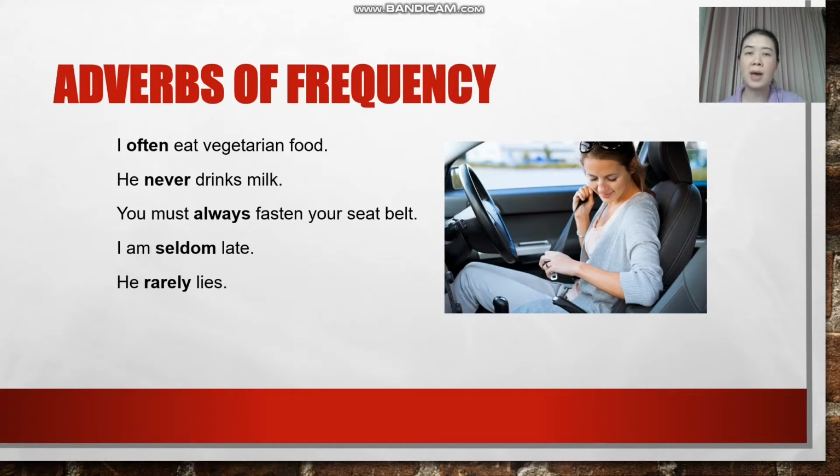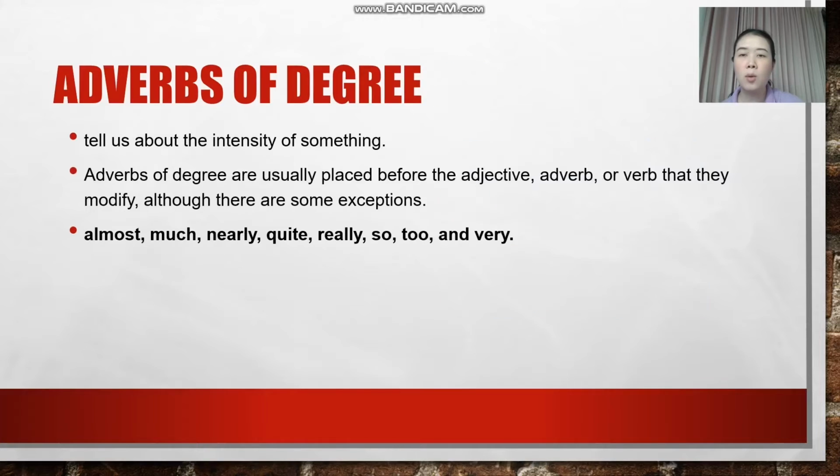So it's possible that we can ask some kind of question like this. How often do you eat vegetarian food? Oh, I often eat vegetarian food. And that is like the repetition. Maybe you just say, I often eat them. Okay. What else? He never drinks milk. Probably we can say, how often does he drink milk? He never drinks milk. What else? What about the last one? How many times does he lie? He rarely lies. Oh, he's a good guy. Okay. What else do we have?